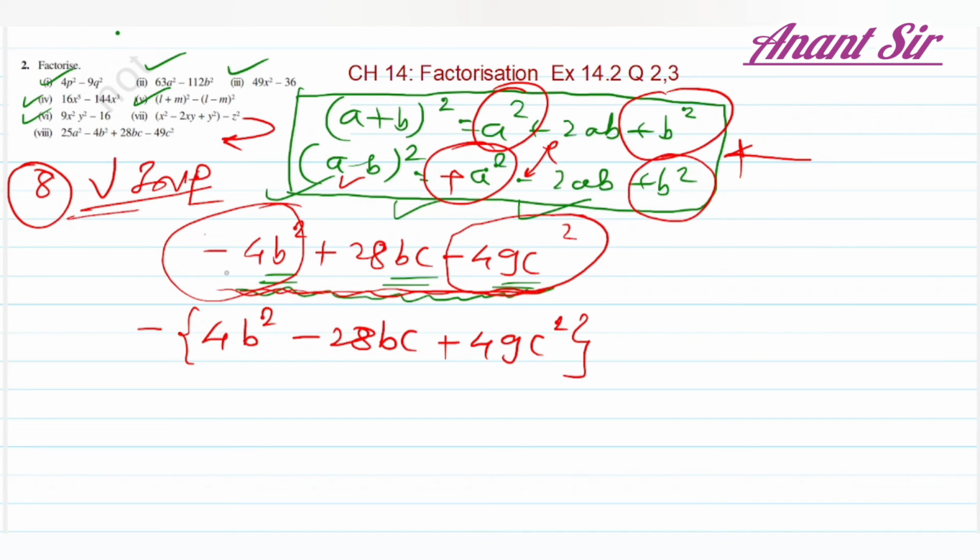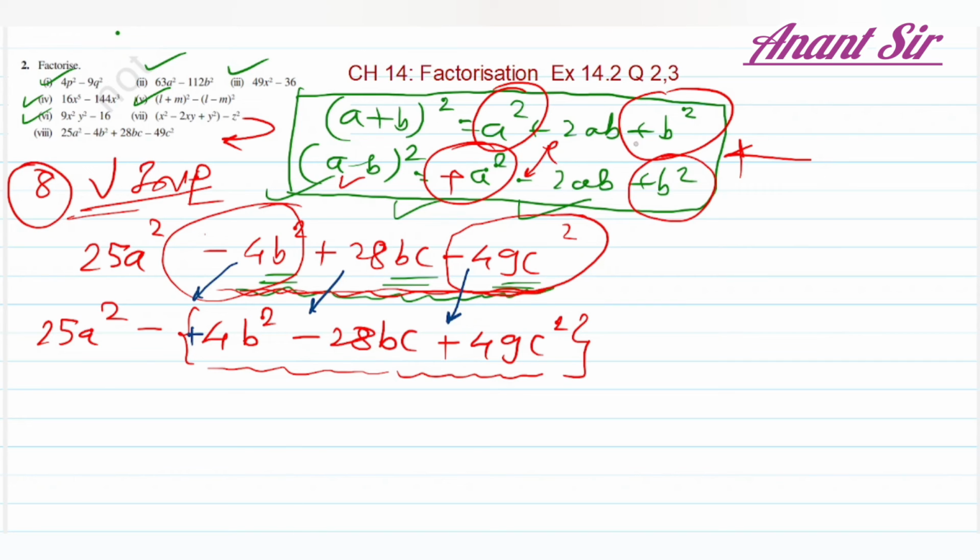This minus 4b square became plus, minus 28 became plus, oh sorry, plus 28 became minus, and minus 49 became plus. First term I am going to write as it was. First term was 25a square. We will see what to do about this 25a square later on. Okay. Now we have solved this type of question in the second video of this chapter. So let's see how we can factorize this.